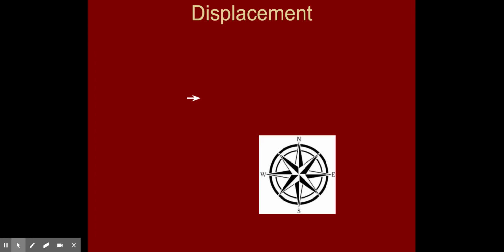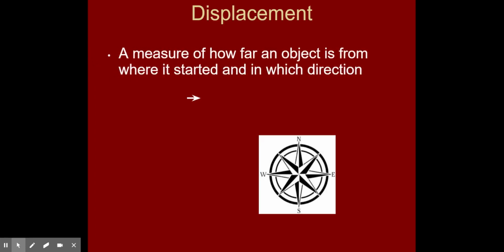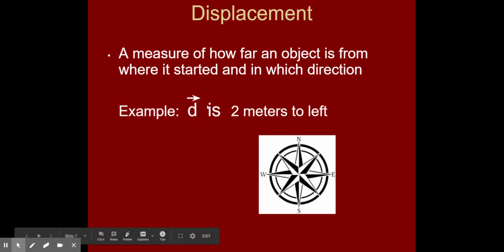Okay. All right, so displacement is the measure of how far an object travels from where it started, and it is denoted with a D with either a line or often an arrow over top of it. So if you have a D by itself, you're going to be talking about distance, but if you have this D with the arrow atop, it is going to be looking for displacement.